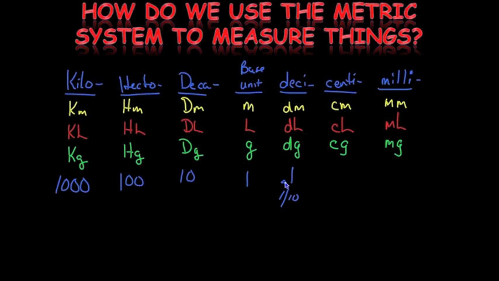A deciliter is 1/10 of a liter. So if you had a 1 liter bottle and you only had a little bit left, if you had 10% of it left, that's a deciliter. A centiliter is 1/100th.